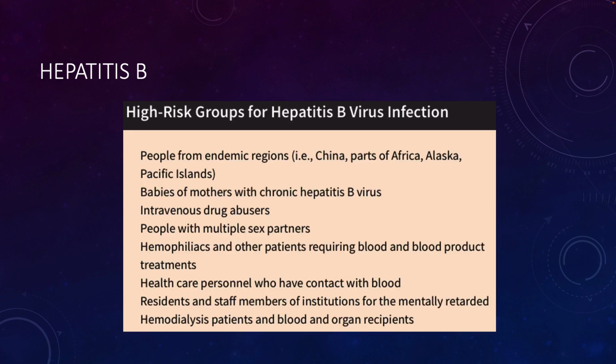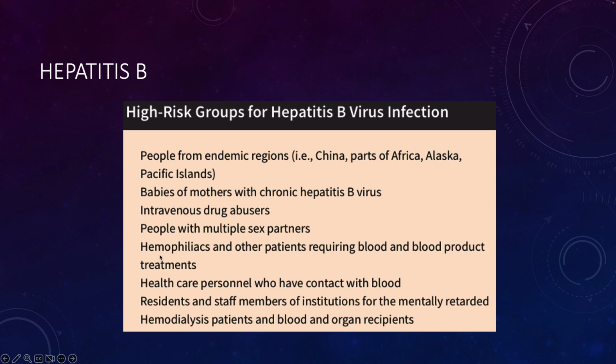So our high-risk groups for infection include people from endemic areas, babies of mothers who have hepatitis B, IV drug users, people who engage in unsafe sexual practices. Sometimes I don't like the way the book phrases things. It's not necessarily having multiple sex partners that makes people prone to a hepatitis B infection. It's unsafe sexual practices. So, do whatever you want to do, but please do it safely.